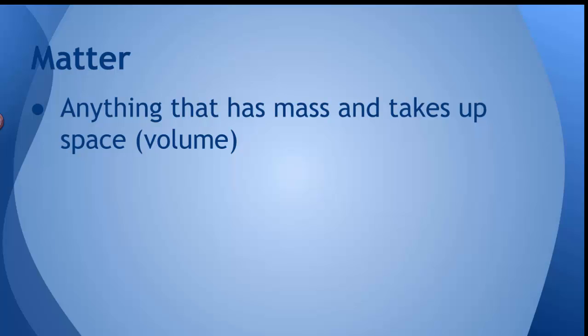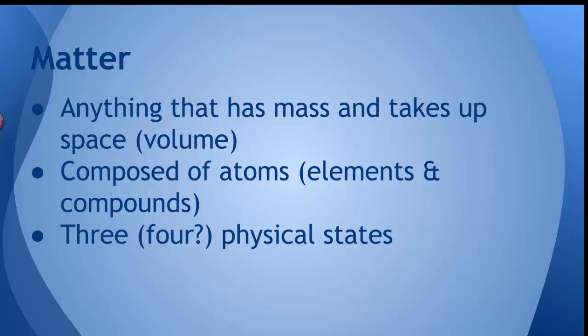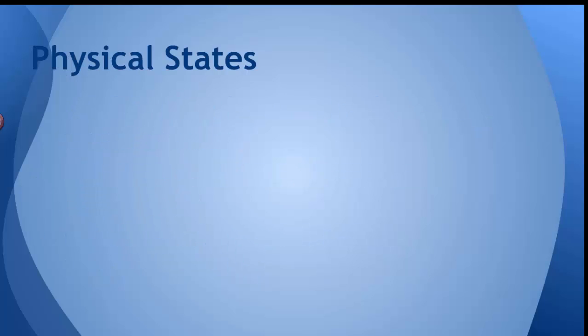That's what matter is. We already know, because of the work of John Dalton, that all matter is composed of tiny little particles. We call them atoms. More specifically, we say that matter is made of elements and/or compounds. Okay? There are three main physical states. Technically, you can say there are four. We'll talk about the fourth physical state. But really, I want you to be familiar with the characteristics of solids, liquids, and gases. Okay? So we'll start with the physical states.